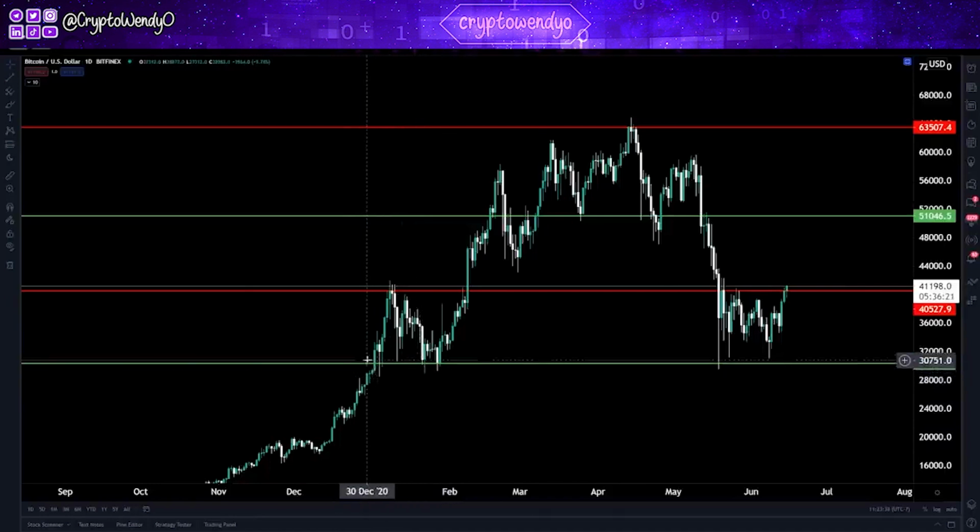Then also, we had this breakout that occurred that turned this area of resistance into support. And when I say I want to see it being flipped into support, I say I want to see a breakout, I want to see it flipped into support and rock upward.